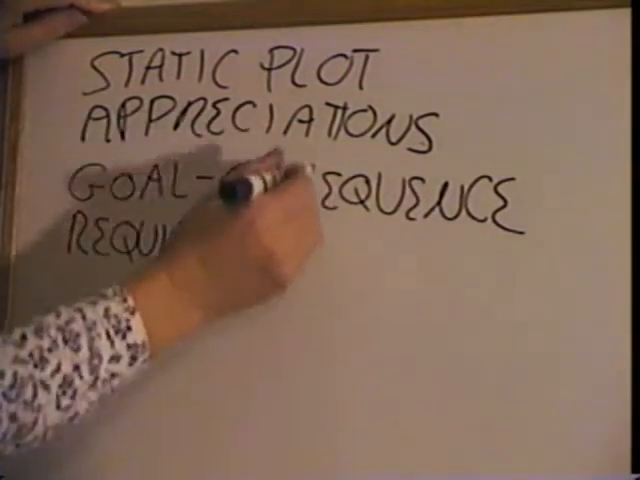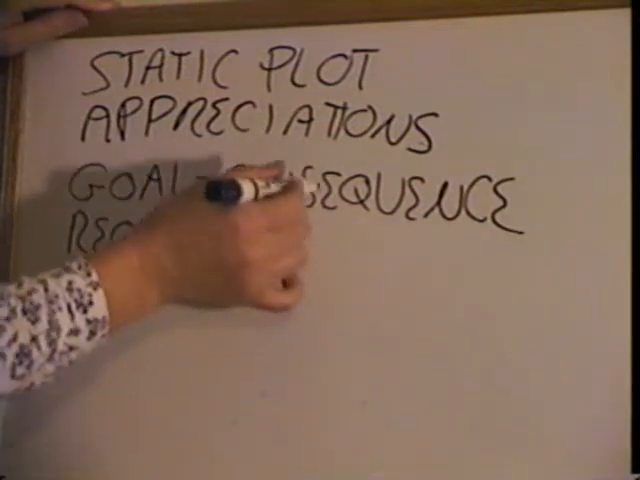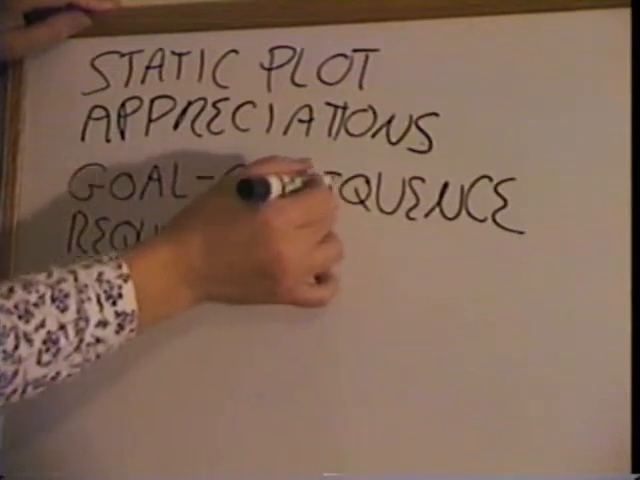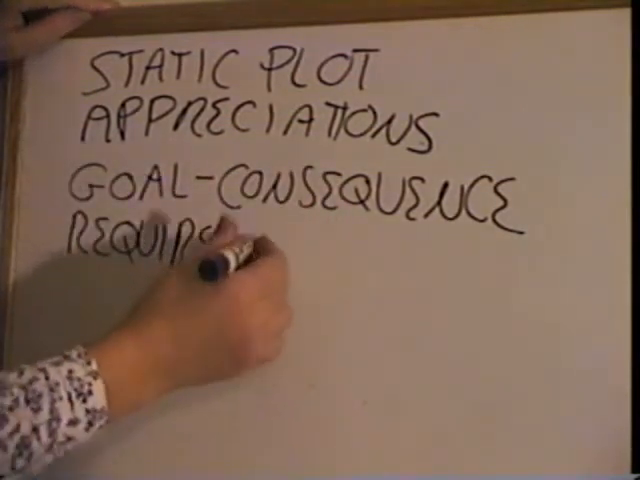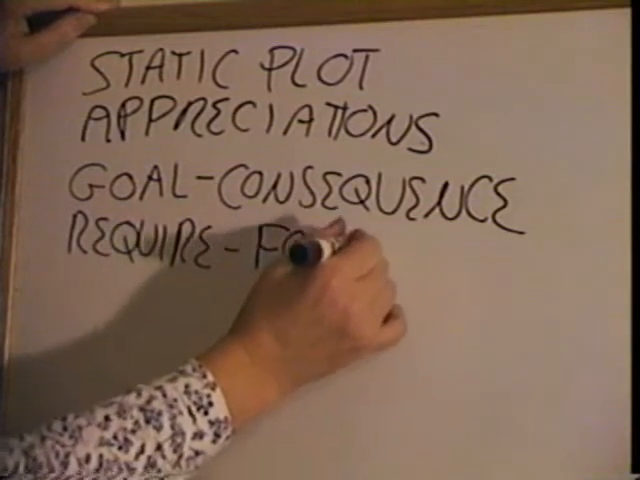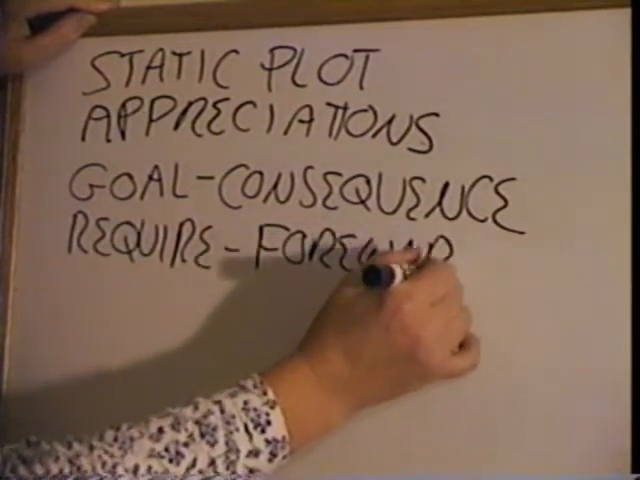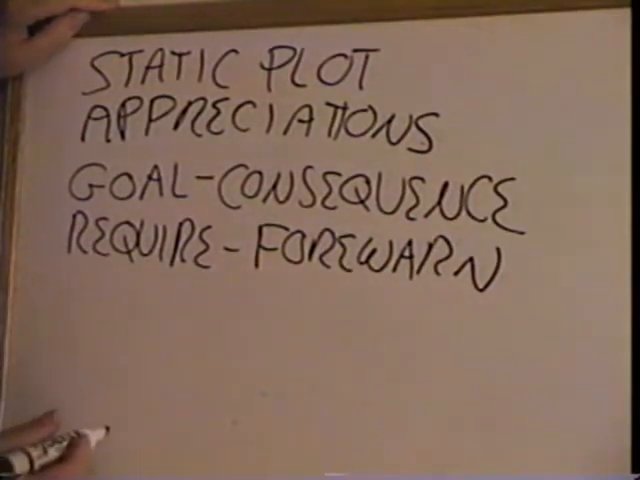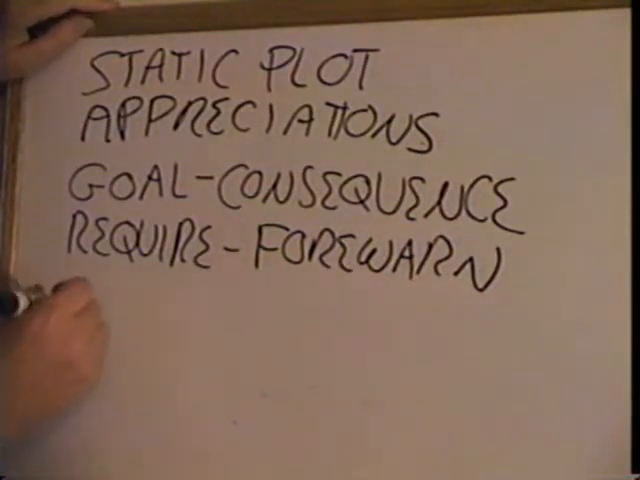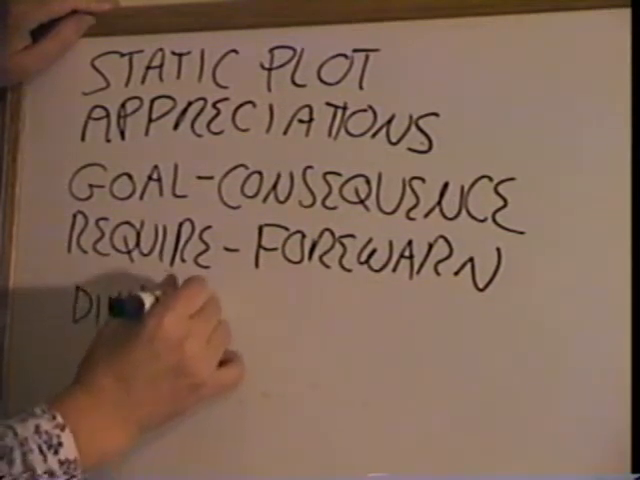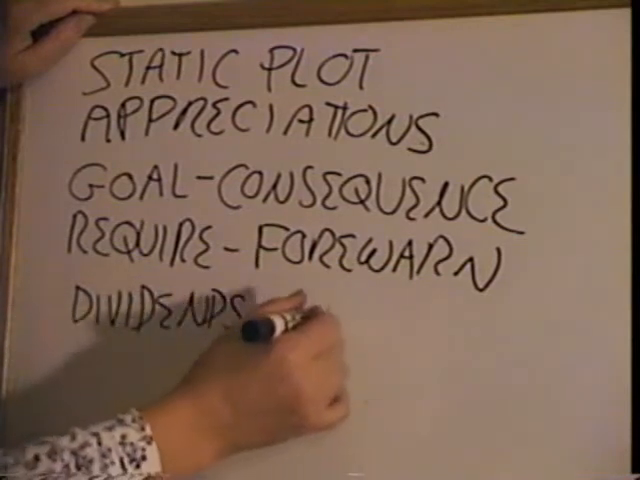And the similar static plot appreciation that carries the same weight as requirements, and has the same relation to consequence as requirements to goal, are the four warnings. I'll define each of these in greater detail when I get them all listed. Now below that, we have four others. We have the dividends, and the costs.